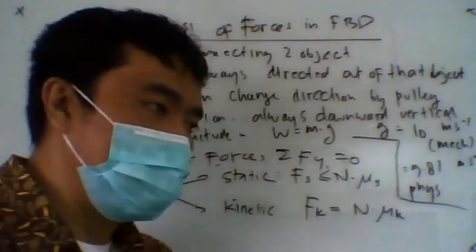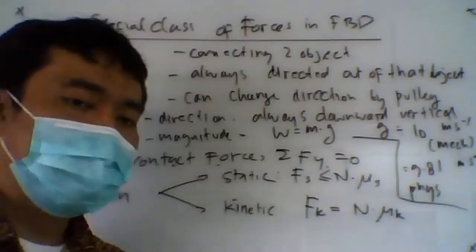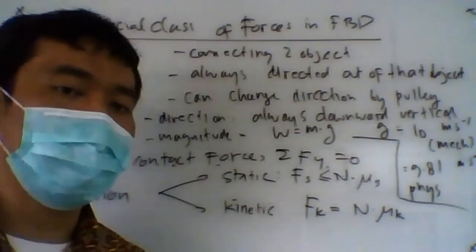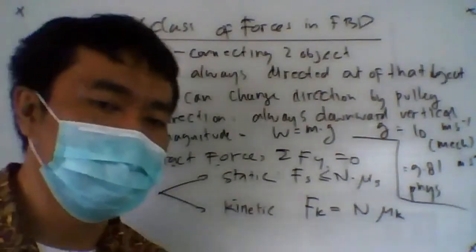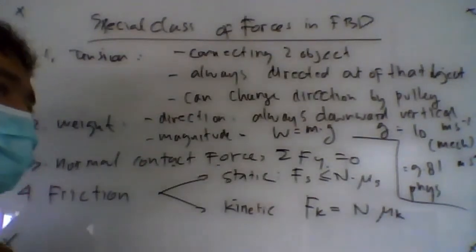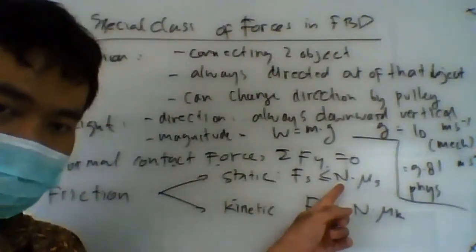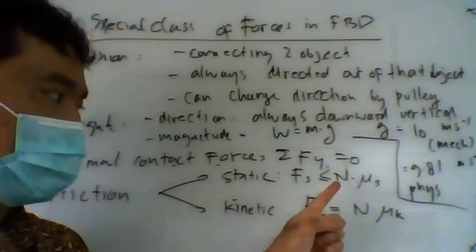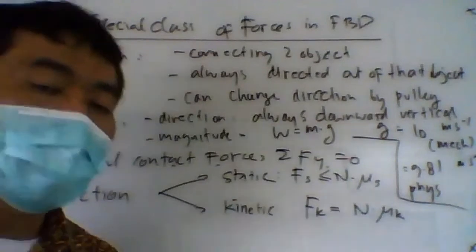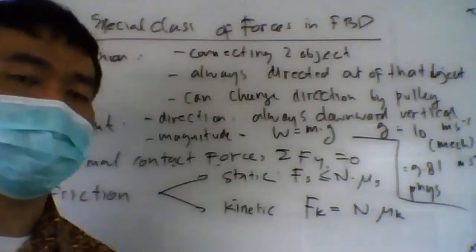No matter how strong or how weak you push something, as long as the object keeps on moving, the friction is going to be constant and the direction is always against the motion. Our friction here happens only if we have normal contact force. If we don't have normal contact force, then we don't have any friction. One way to avoid friction is to not have any contact.